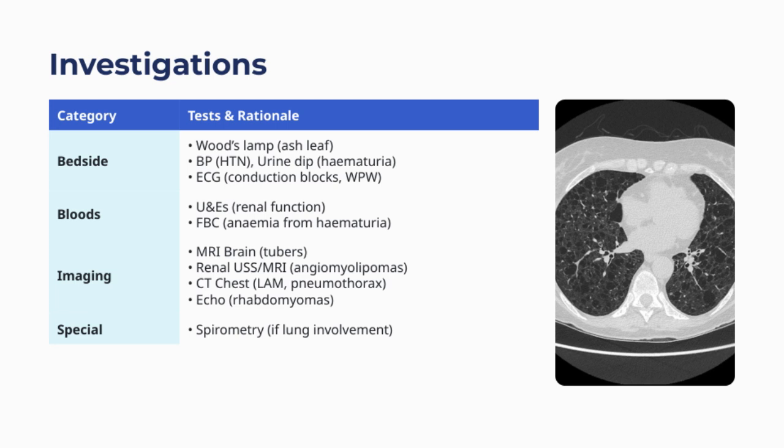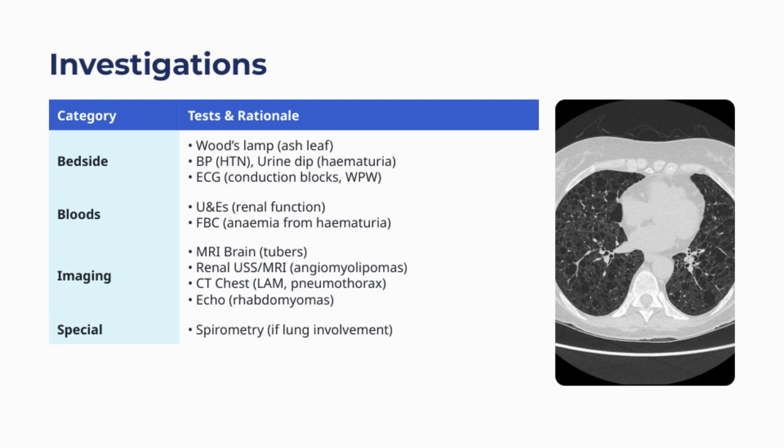We also check blood pressure to screen for hypertension and a urine dipstick to look for hematuria, which might indicate renal involvement. An ECG is important too, to detect conduction blocks or conditions like WPW syndrome, which can be associated with tuberous sclerosis. Moving on to blood tests, we want to assess renal function with U and Es, since kidney lesions are common.